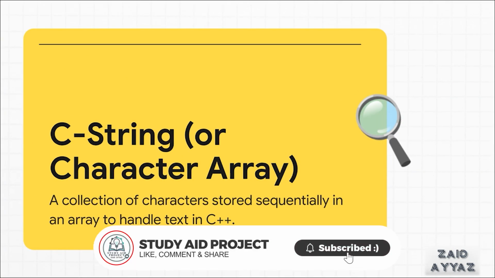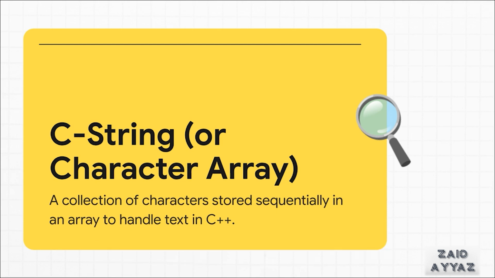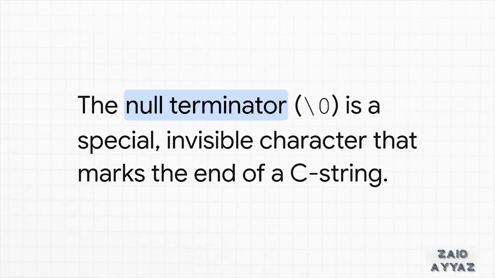A C string is really just an array of characters. You know, instead of an array of numbers, you have an array where each little box holds a single character, like H-E-L-L-O, all lined up in a row in memory. But there's one little secret that makes the whole thing work. And here it is, the secret ingredient, the null terminator.